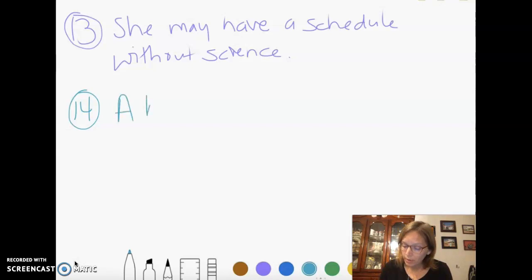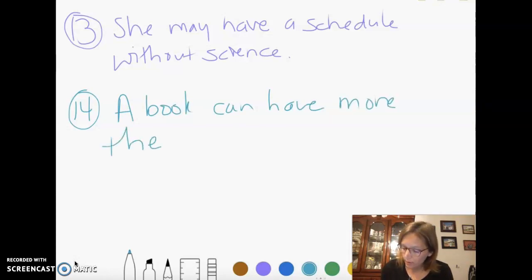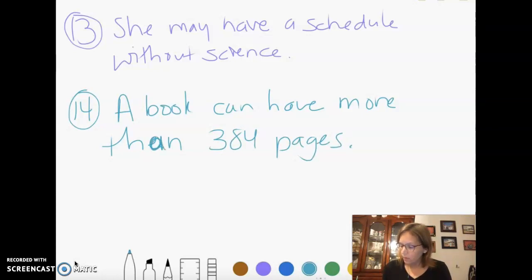So a book can have more than 384 pages. And that would be an exception to that rule. All right, another exception could be you may not want to stay up all night reading. Then you couldn't read a whole book in one day.